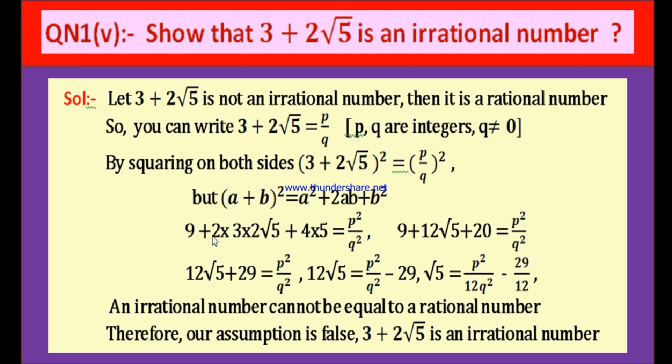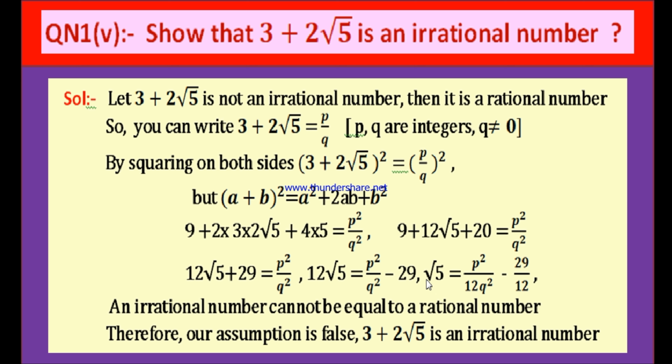9 plus 2 into 3, 6, 6 into 2, 12 root 5, plus 4 5 is 20, is equal to P square by Q square. Now what is 9 plus 20? 29 plus 12 root 5 is equal to P square by Q square. Take this plus 29 to other side, then 12 root 5 is equal to P square by Q square minus 29. Or root 5 is equal to, divide with 12, P square by 12 Q square minus 29 by 12. Here LHS is root 5.